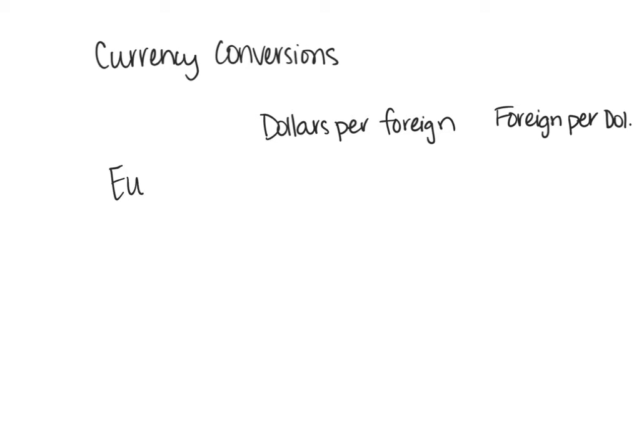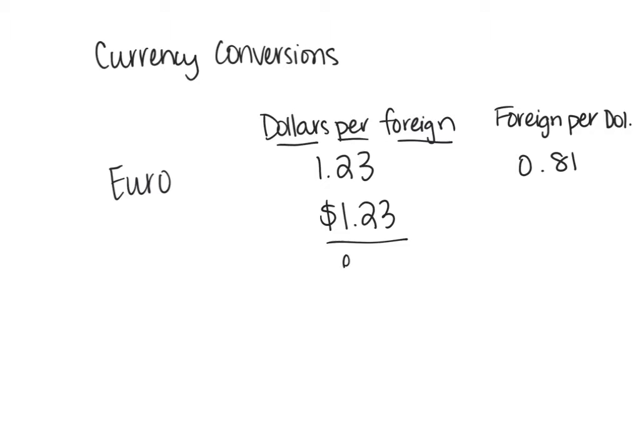So let's say that we have euros, and I'm just making this up. Let's say it's $1.23 per foreign and 0.81 foreign per dollar. What that means, if it says dollars per foreign, is that the number here is the number of dollars over whatever the foreign currency is. Then the other one, foreign per dollar, means it's that many of the foreign currency for $1.